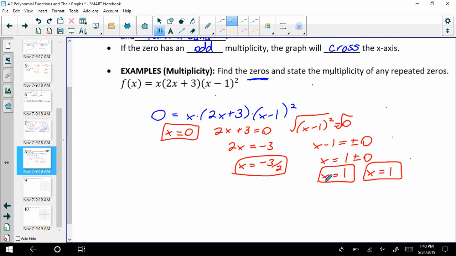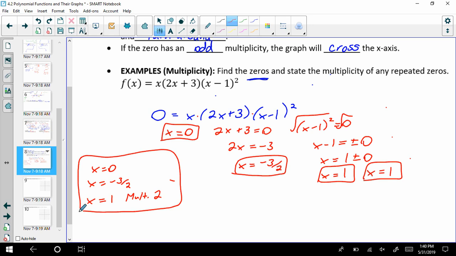So what you would tell me, if you were listing your answers, you would say x equals 0, x equals negative 3 halves, and I would prefer you to just say x equals 1 with a multiplicity of 2. So I do have 4 answers. One of them happened twice. So if a shortcut to spot that, up top here, if this would have been x minus 1 to the 5th, you could automatically assume that you would have gotten the answer of 1 5 times. So 1 would have had a multiplicity of 5.